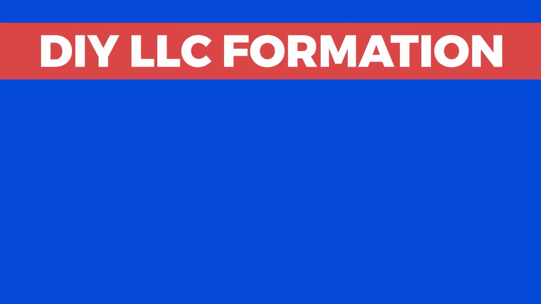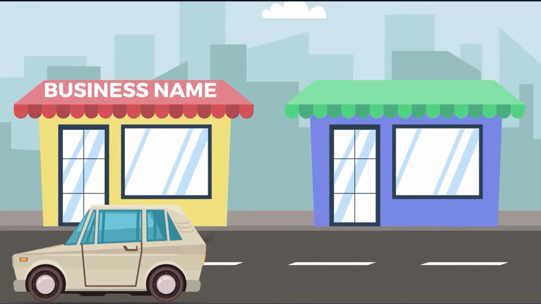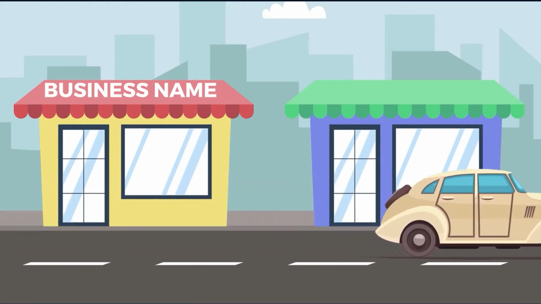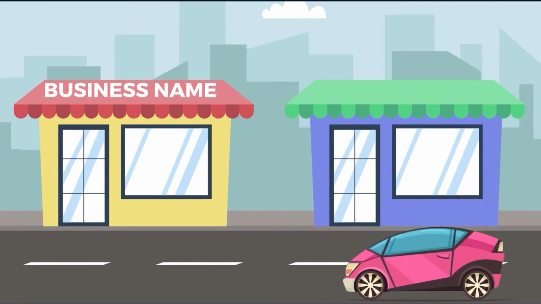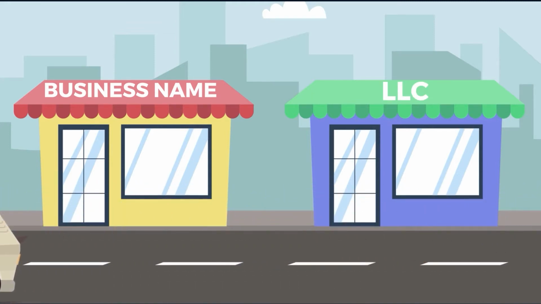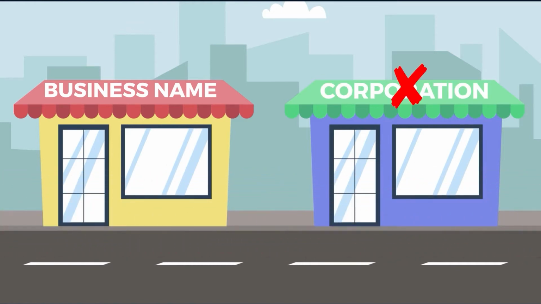Let's first take a look at the steps required for forming an LLC by yourself. Step 1. Name your business. Before anything else, you'll have to think of the LLC's legal business name. Each LLC in North Dakota must have a distinct LLC name that is not currently in use. You must include the terms limited liability company or an abbreviation such as LLC. You cannot include phrases such as corporation, which would lead people to believe you are a different business type.